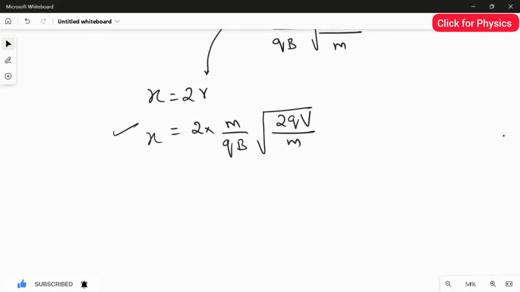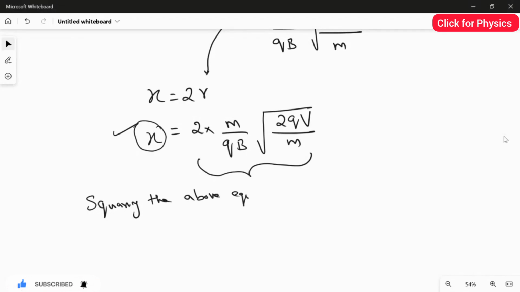What is the left hand side? The left hand side of the equation is x, and the right hand side of the equation is the full term, right? So I'm going to square both sides of the above equation.